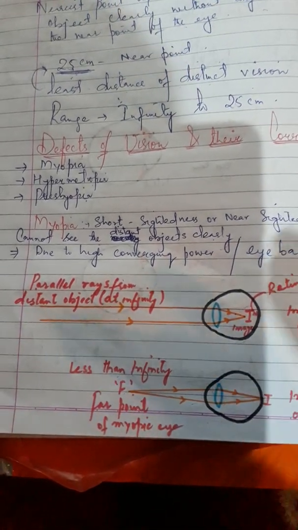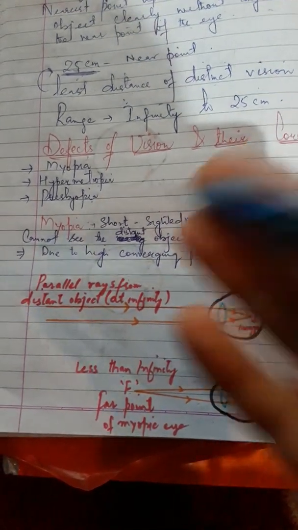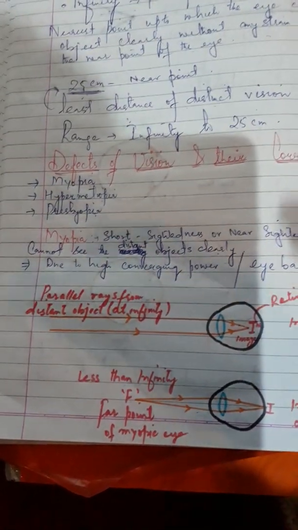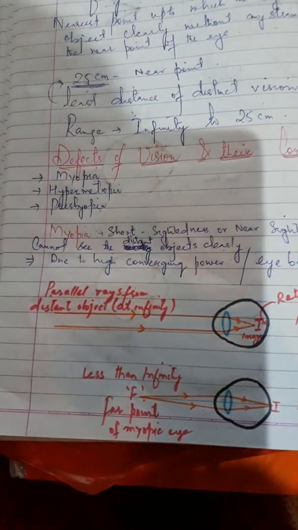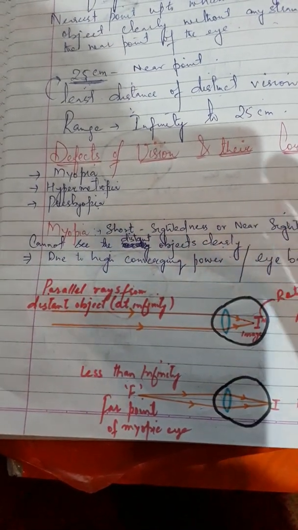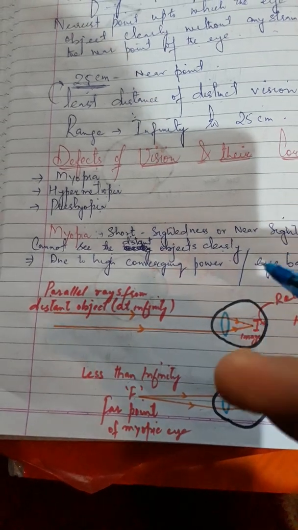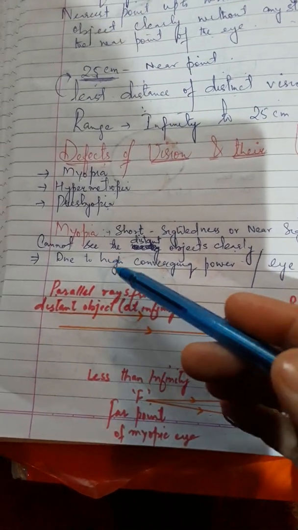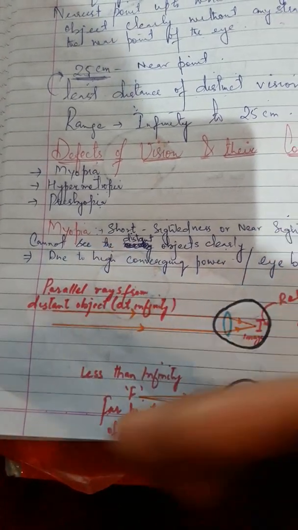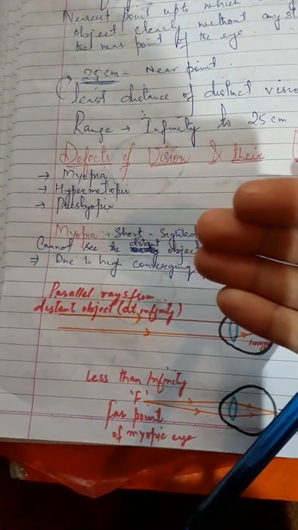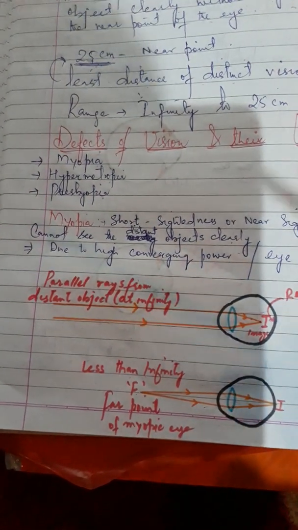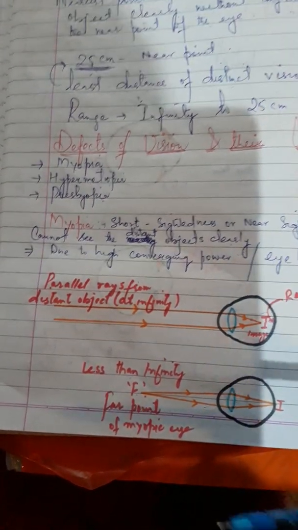For instance, a child having a defect called myopia is sitting on the back bench in the class. He cannot read the writing on the blackboard clearly, though he can read his book comfortably. It means the far point of an eye having myopia is less than infinity. Such a person can only see up to a distance of a few meters or even less. So how does this defect arise?